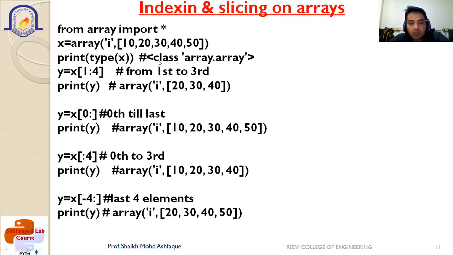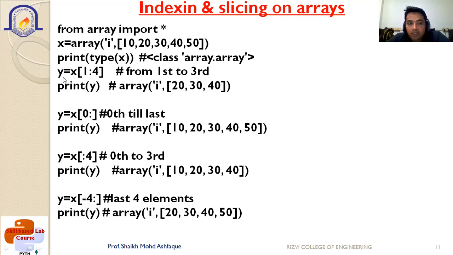So you can see the output is given with the hash comment, that is class array.array. Basically this is your array. So type is used to find out the data type of the value of your variable. Here x is declared as the array, so here we are calculating what the data type of it is. You can see that it is basically an array.